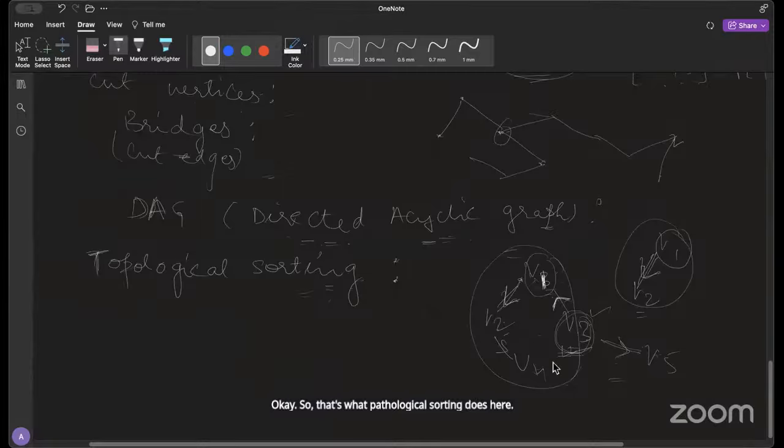Ma'am, topological sorting means that we can't have two arrows between V3 and V5? Yeah, you can't have two arrows like that anywhere in this graph.